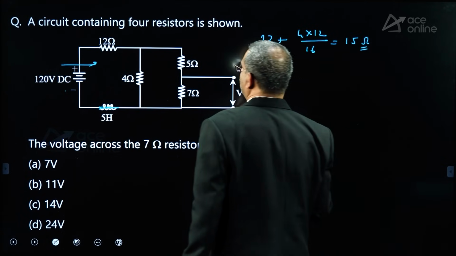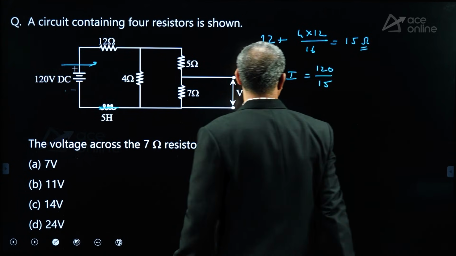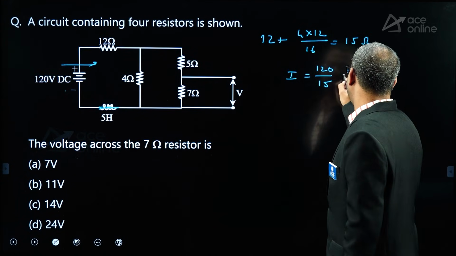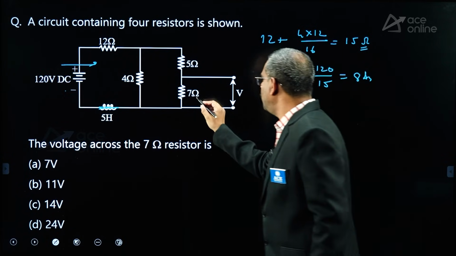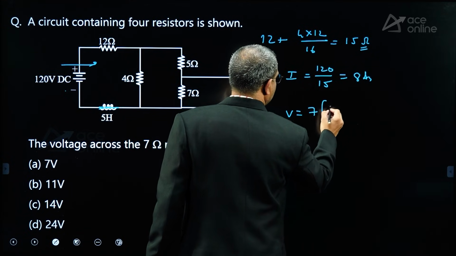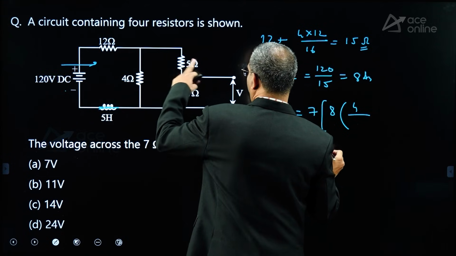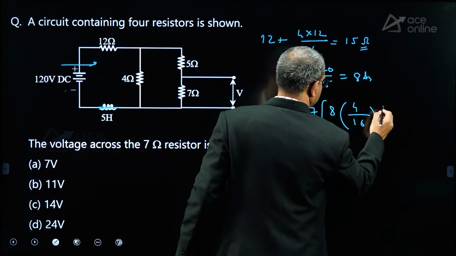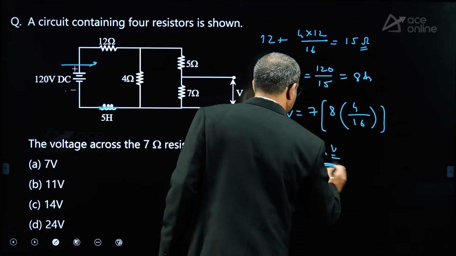Total. Then what is the total current? Total current is 120 by 15. Yes or no? That is 8 amperes. Now I will find this voltage by the current division rule. This voltage is resistance into current. That current is total current into opposite by sum: 4 plus 12, 16. So this is nothing but 24 volt. 24 volt is the answer.